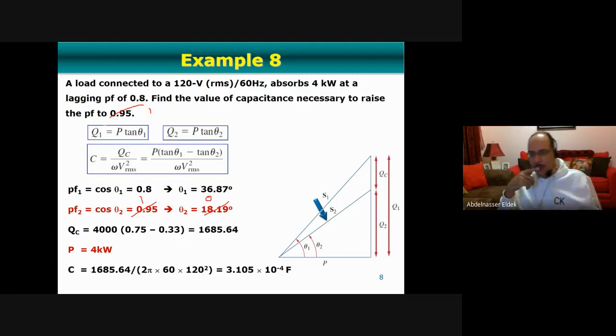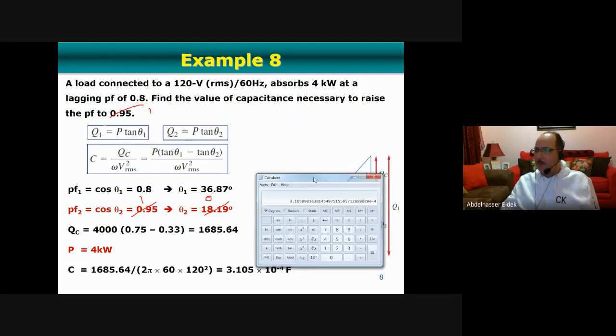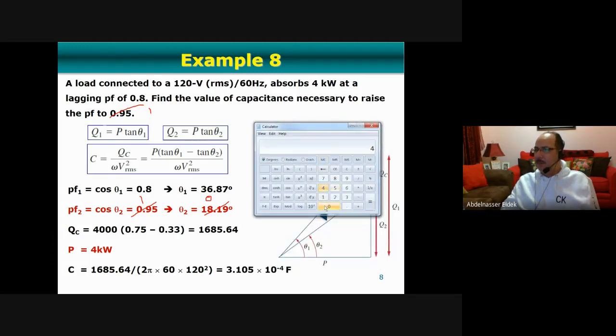So let's see, what is C in this case? It will be P, which is 4,000, times, open bracket, tan theta 1, which is 36.87, minus tan 0. We know that tan 0 is 0, so you don't have to calculate it. Then you can close the bracket.